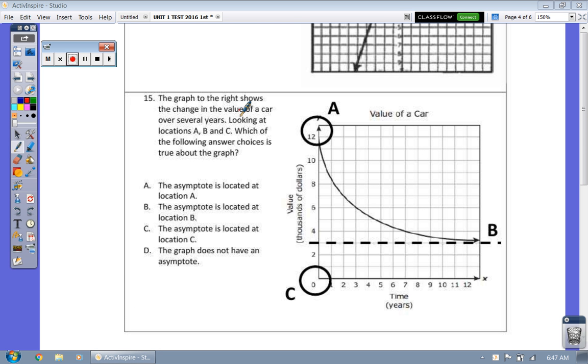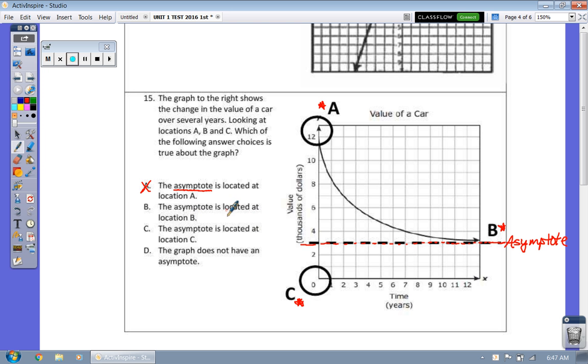15, the graph to the right shows the change in the value of a car over several years. Looking at locations, here's location A, here's location B, here's location C. Which is true? So let's take a look here. The asymptote is located at location A. Well, first off, we need to go back and look at what this word means. Remember, that is the invisible line that is almost touching the graph at the bottom. It's almost like it's holding it up. Well, if I look at that particular vocabulary, I already know that this location right here is where my asymptote is at. So I know it's not A.